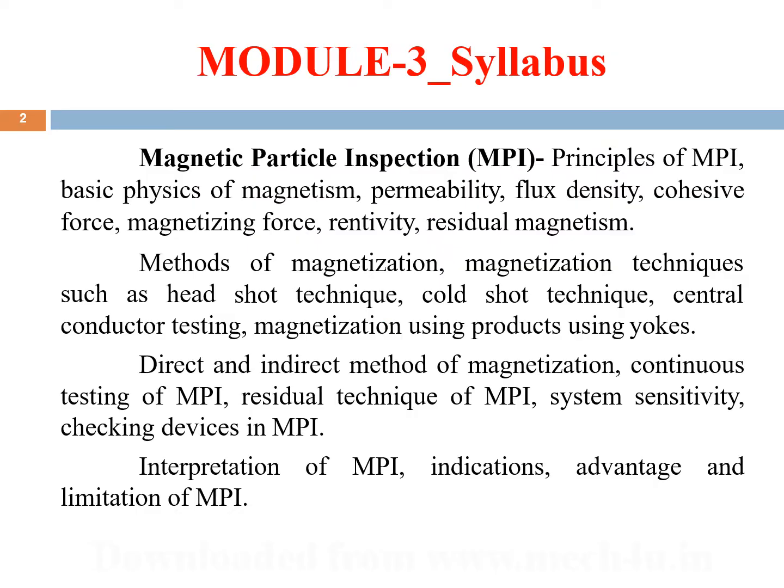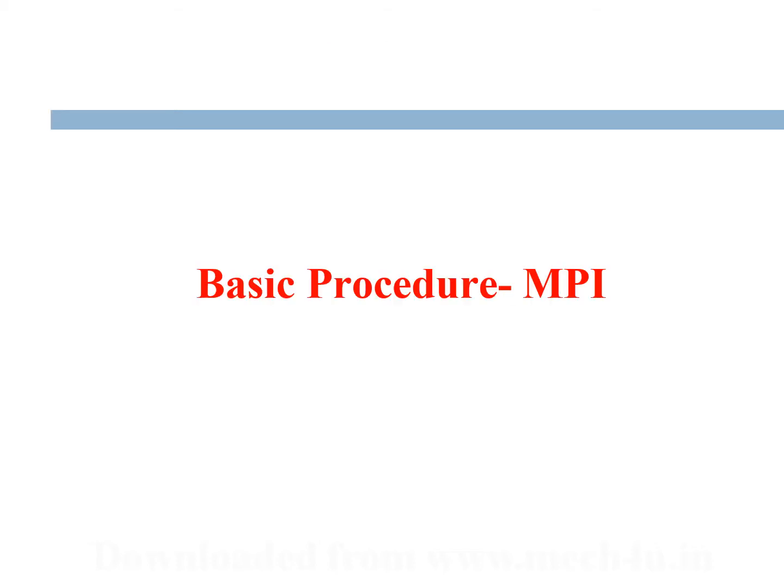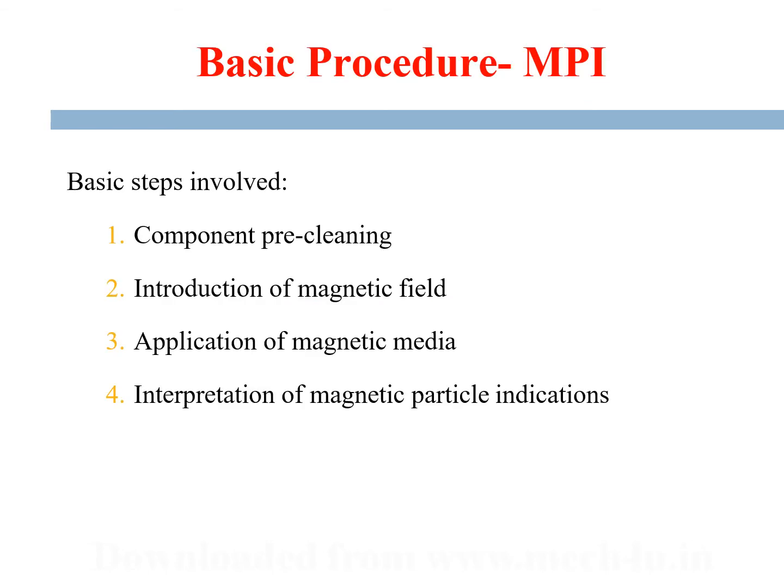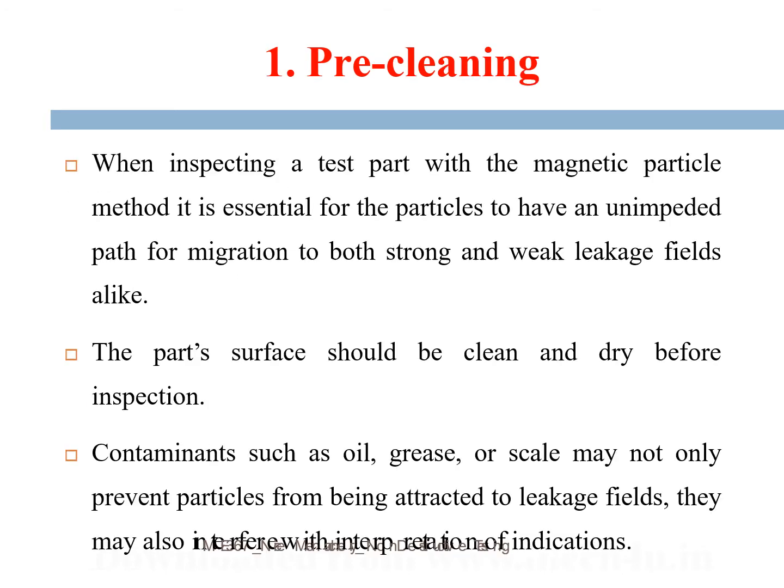Now, in the previous video, we've gone through magnetic particle inspection techniques, the principles, the basic physics behind magnetism, the different terms used in magnetism. Now, we'll be going into the basic procedure in magnetic particle inspection. The basic procedure involves, first, pre-cleaning the component; second, the introduction of the magnetic field; third, the application of magnetic media; and last, interpretation of magnetic particle indications.